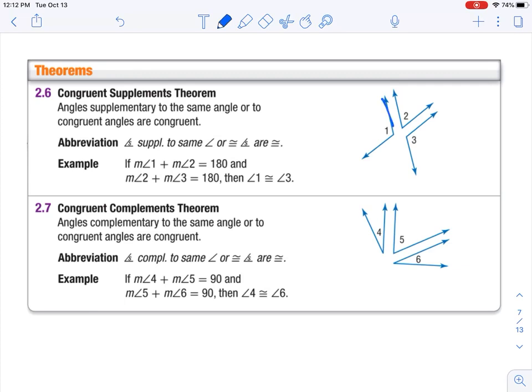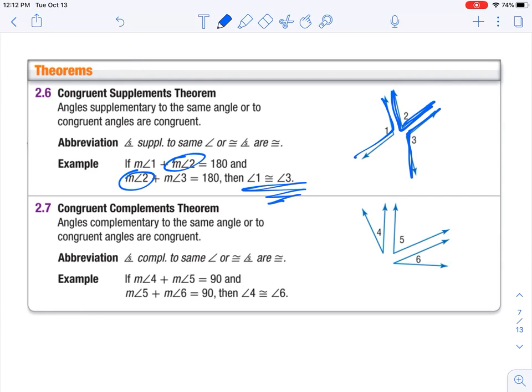Angle 1 and angle 2 added equal 180. We also know angle 2 plus angle 3 equals 180. So because they both equal 180 and both include 2, that means angle 3 and angle 1 must be the same degree. They are congruent.